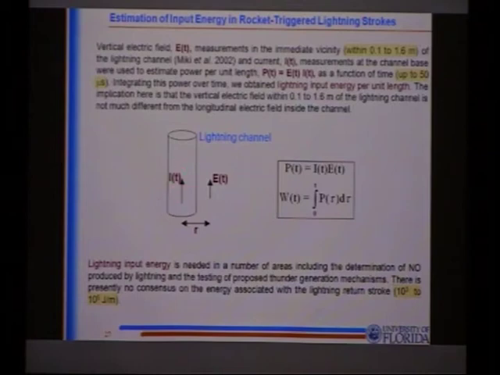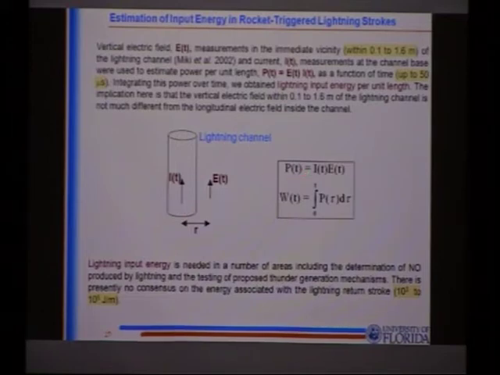It's not possible, or virtually impossible, to measure the longitudinal field inside the lightning channel. However, the variation of the vertical electric field as you move away from the channel is not very strong. In fact, if you are exactly at the boundary, the vertical electric field must be the same. So the tangential component of the electric field is continuous across the boundary. So measurements at 10 centimeters can be used as a proxy for the electric field inside the channel. This is what we did.